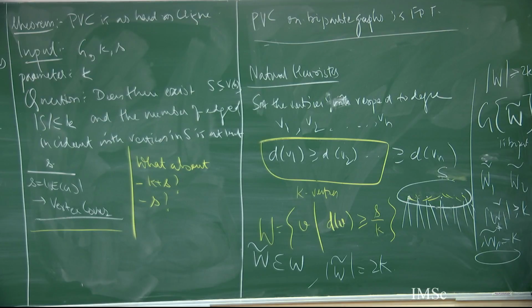It has size at most 2k. So then what can you do? If W tilde is large, we are happy, and if W tilde is small, then what? At least one vertex is in the solution. So you'll have to pick that and remove the edges incident on it.